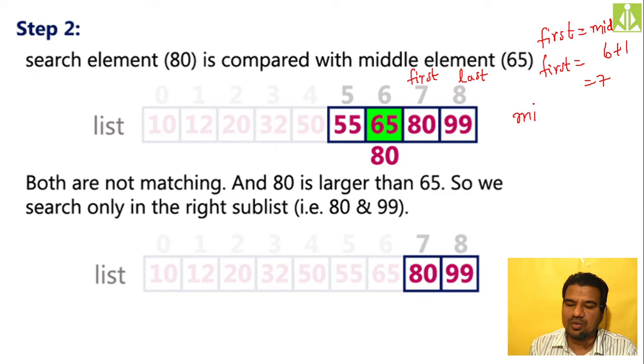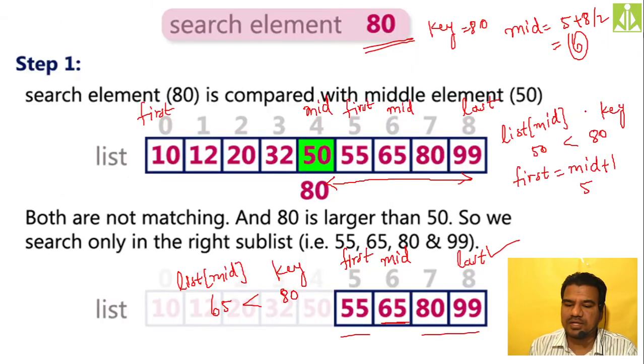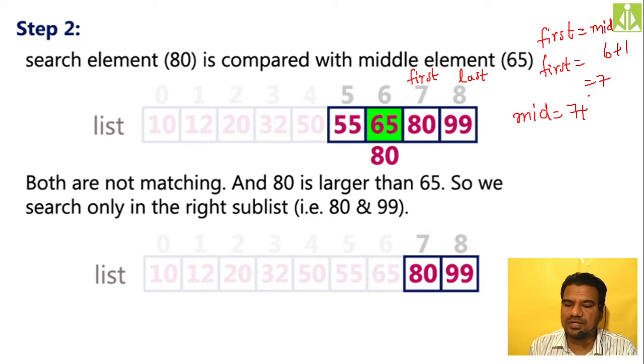Mid is equal to first, that is 7, plus last. What is last? 8 only. So 7 plus 8, how much will it be? 15. 15 divided by 2. Here also divided by 2. 15 divided by 2, which is equal to 7. So mid is coinciding with first now. Mid is also here. First is also here at 7 only.